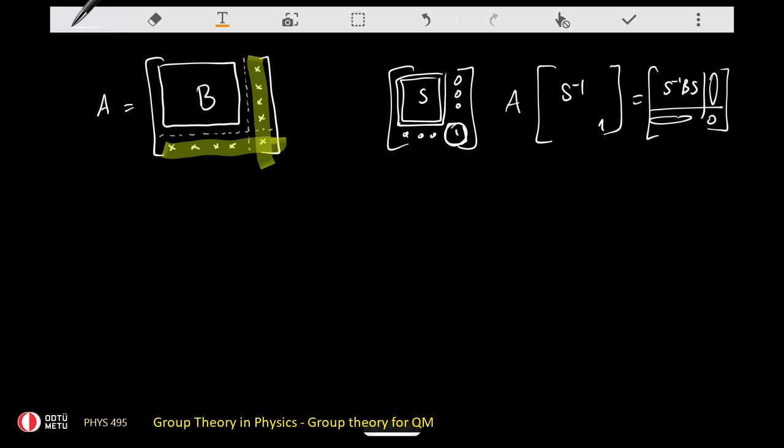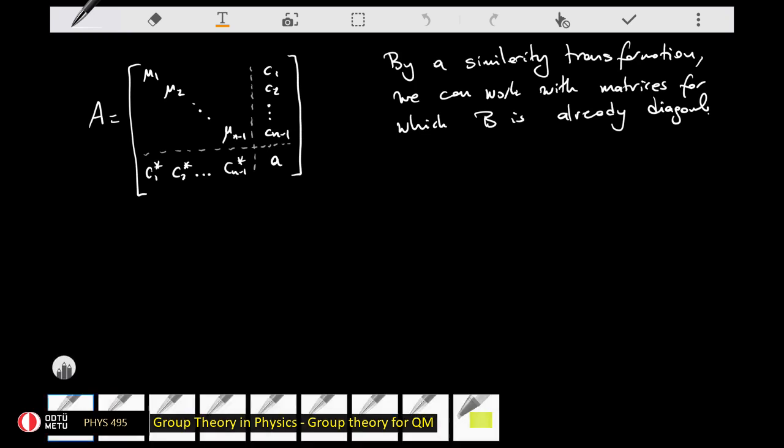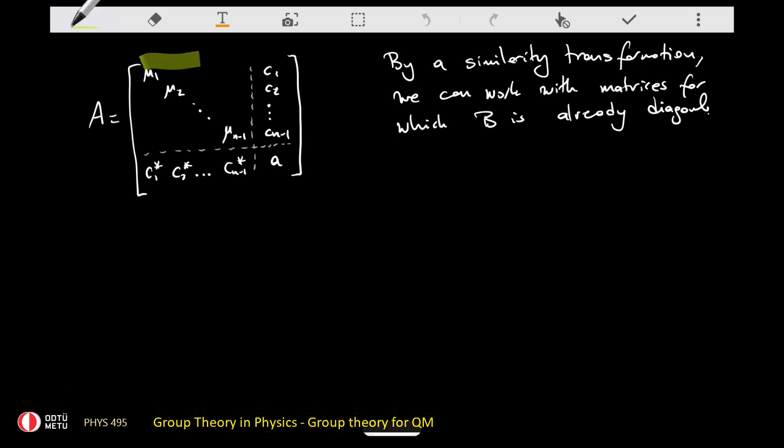So as a result, I'm going to assume that I have done this. So I somehow do a similarity transformation and work with a form such that the matrix B, the submatrix, is already diagonal. All right. So let me show it in here with this highlighter. So this is the submatrix B. I didn't show these 0 entries. I'm assuming that it's already diagonal and the entries are ordered like that.